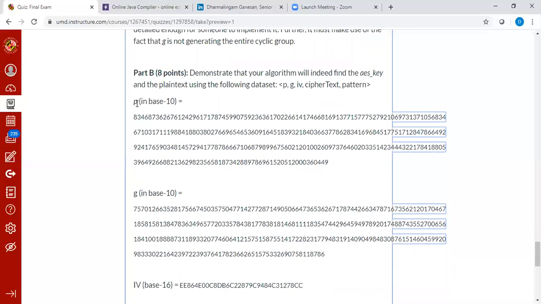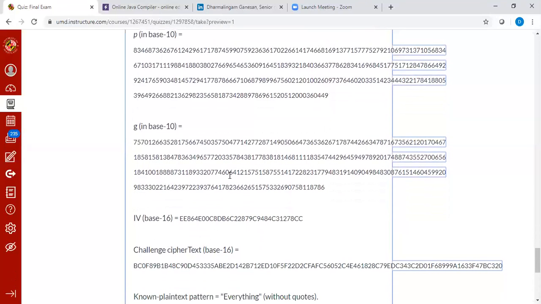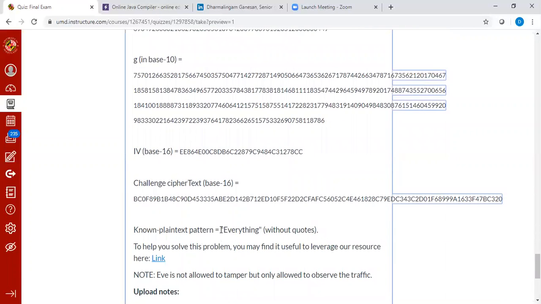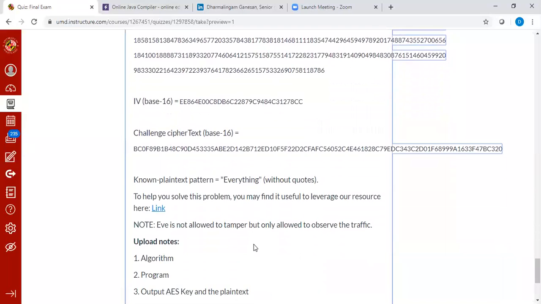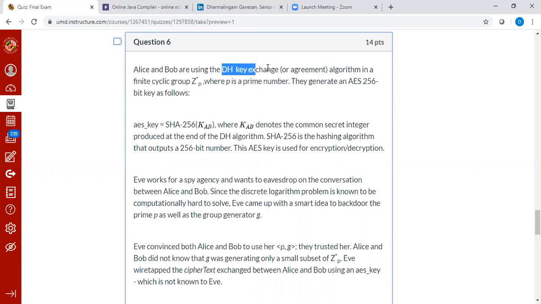So we are given this prime, which is a large prime, as we can see. And we are also given the generator, which is supposed to generate the cyclic group ZP star. The IV is also given to us, and the challenge ciphertext is also given to us. And lastly, we are also given a known plain text pattern, "everything". We have been asked to come up with an algorithm and a program that will basically decrypt this ciphertext. This is a key exchange algorithm based on Diffie-Hellman.